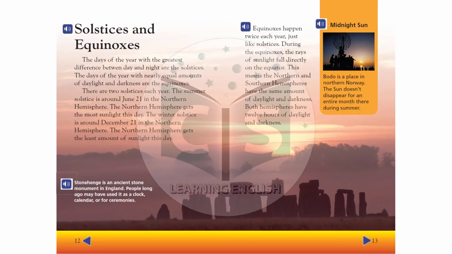Equinoxes happen twice each year, just like solstices. During the equinoxes, the rays of sunlight fall directly on the equator. This means the northern and southern hemispheres have the same amount of daylight and darkness. Both hemispheres have 12 hours of daylight and darkness.